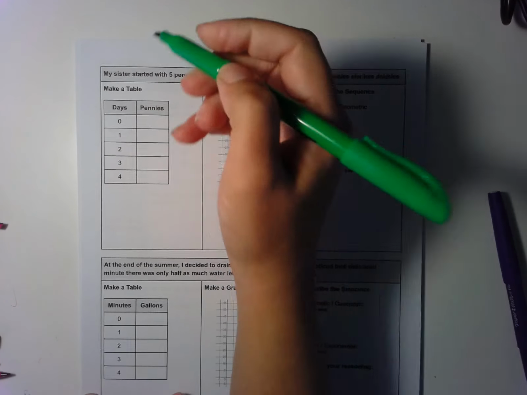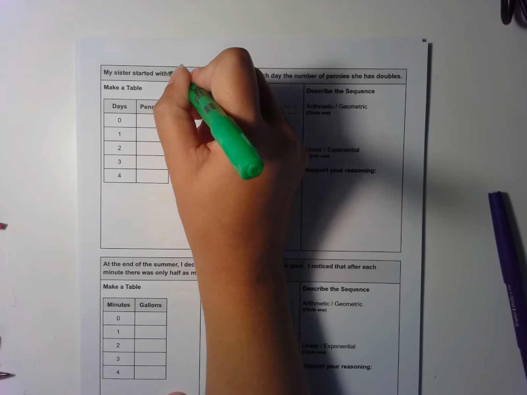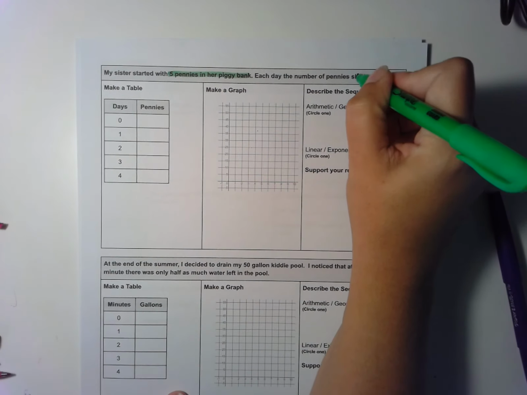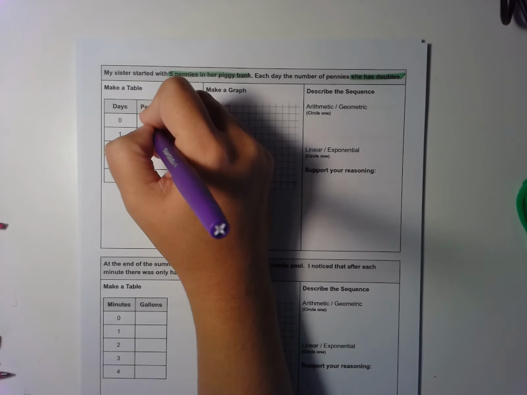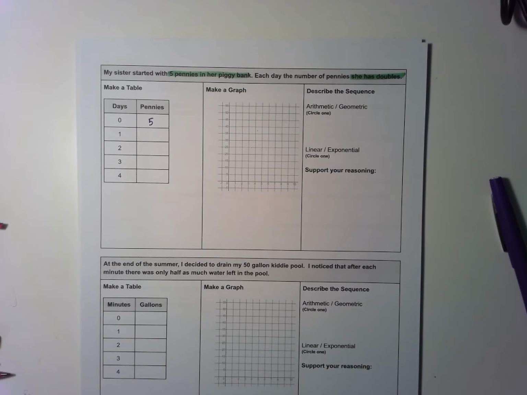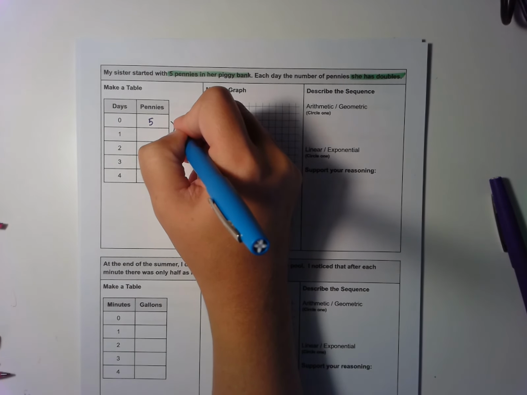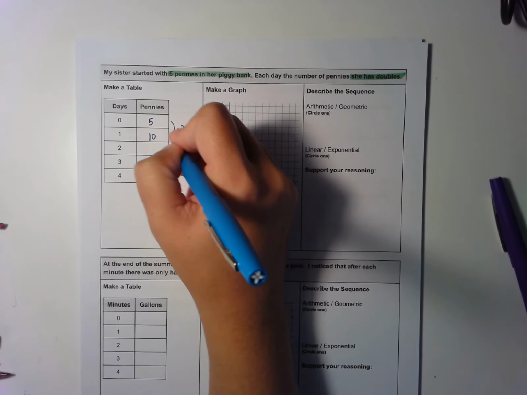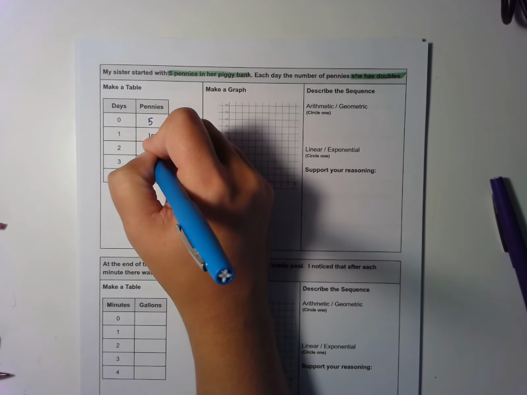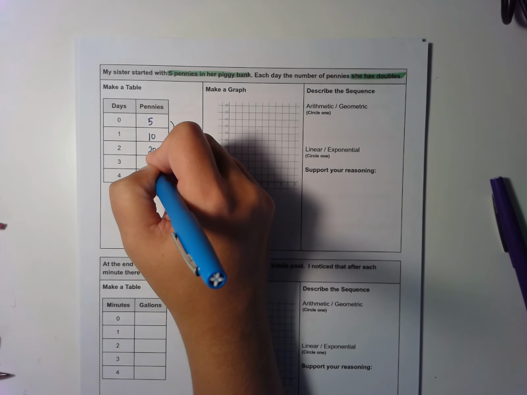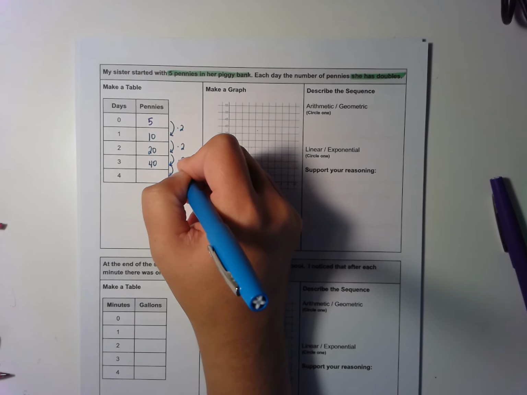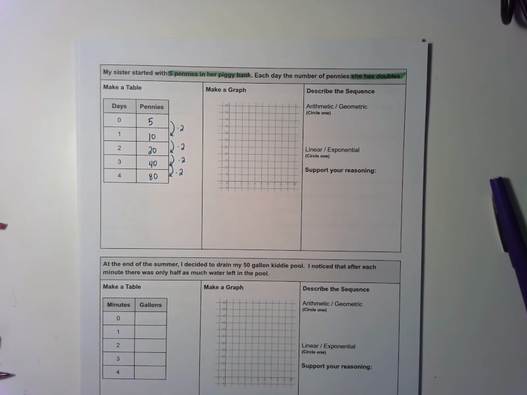So in this case, there are 2 important pieces of information here. She has 5 pennies in her piggy bank. Each day the number she has doubles. So we're going to start with 5, and doubles means multiply by 2, which means I get 10. If I multiply by 2 again, I get 20. If I multiply by 2 again, I get 40. And if I multiply by 2 again, I get 80.